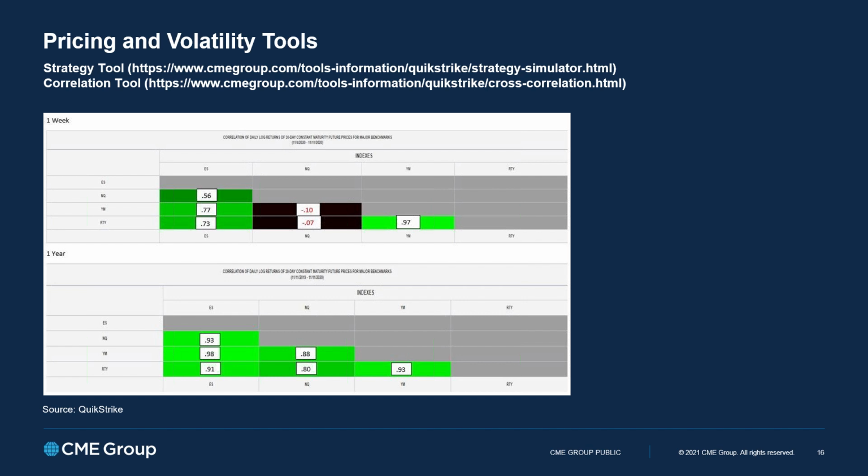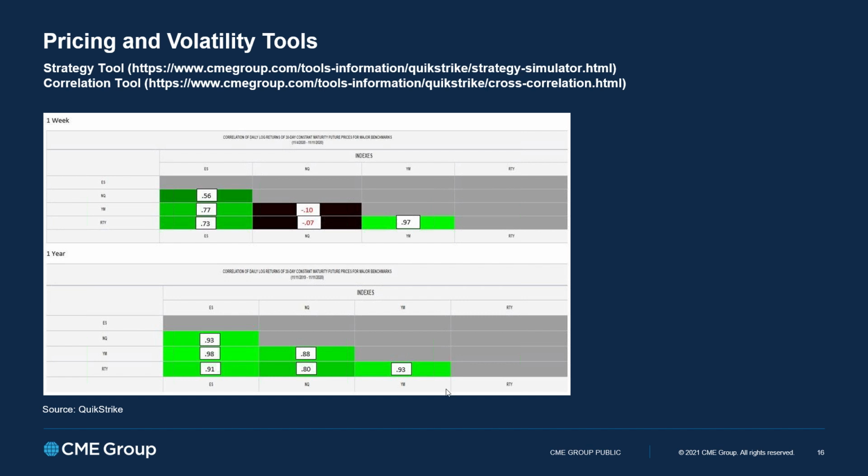And this one is a little bit different because it's not a volatility tool, it's a correlation tool. What this allows you to do is do real quick price correlations among all of our products. In this case, I picked our equity index products, so the S&P, the NASDAQ, the Dow, and the Russell 2000.